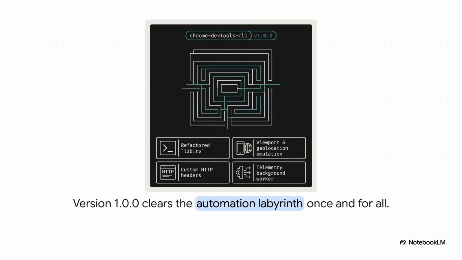So bringing it all together, we can look back at that chaotic labyrinth of browser testing we started with. By deeply rebuilding the architecture around a library-first design, injecting powerful native emulation tools, and totally isolating telemetry for maximum speed, version 1.0.0 draws a straight, engineered line right through the center of the maze. It takes a process that used to be a frustrating, anxiety-inducing game of trial and error and transforms it into a highly reliable, predictable science.